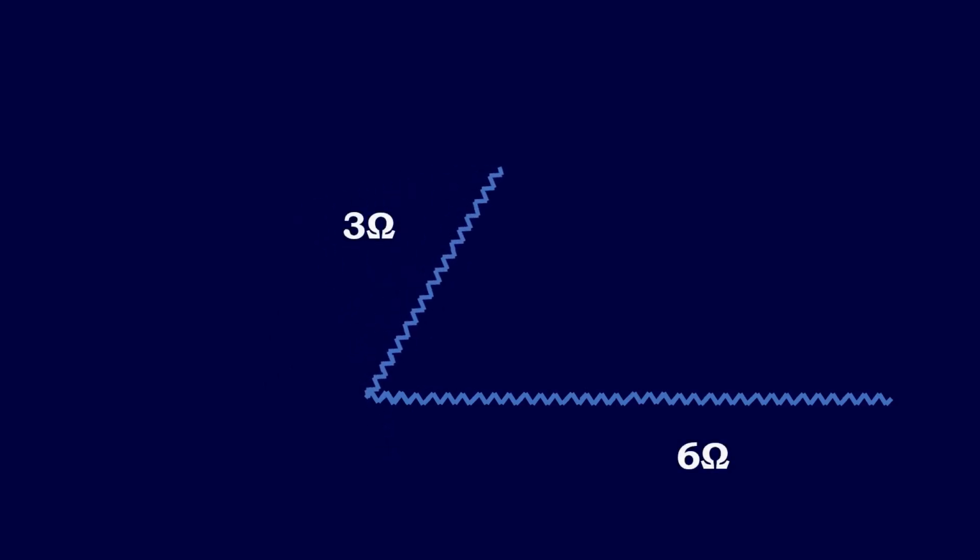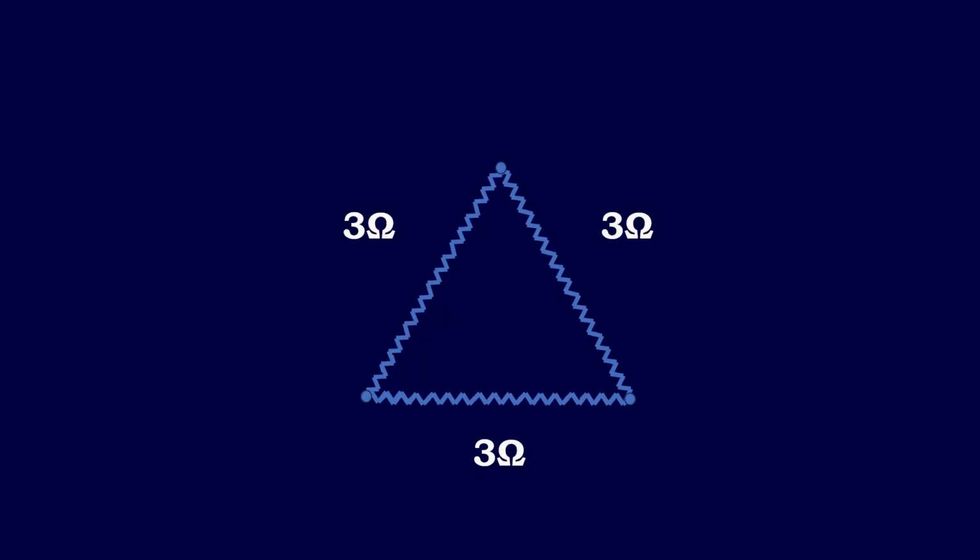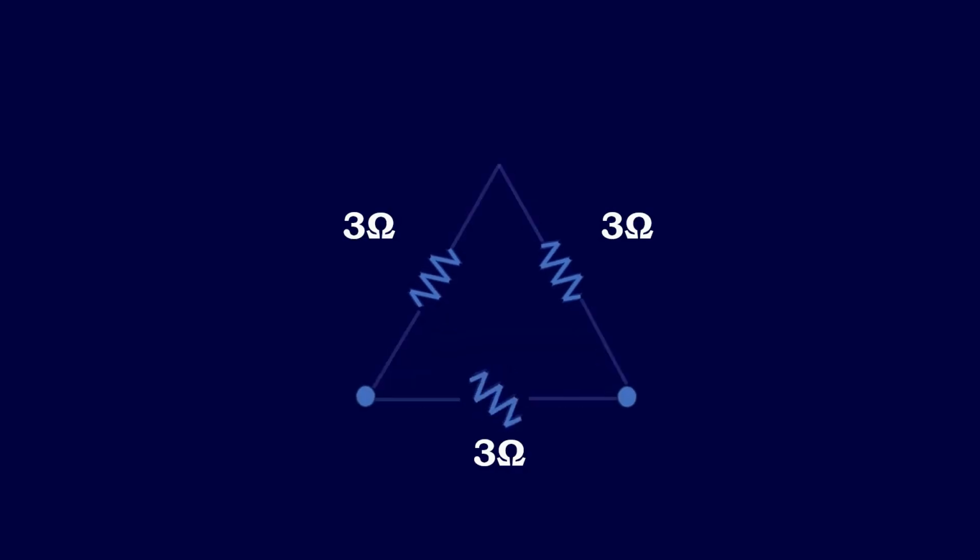Now, let's take it one step further. Divide this wire into 3 equal parts, and then bend it into an equilateral triangle, as shown. Since the total resistance is 9 ohms, dividing it into 3 equal parts means each segment will have a resistance of 3 ohms. Now, let's rearrange this diagram into a more familiar circuit form. What we get is a triangle made up of 3 resistors, each of 3 ohms.